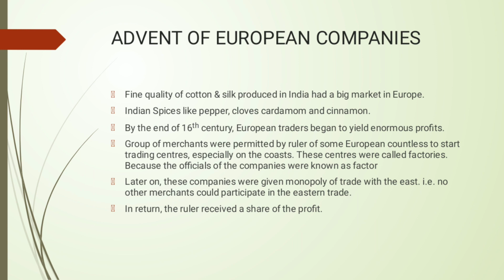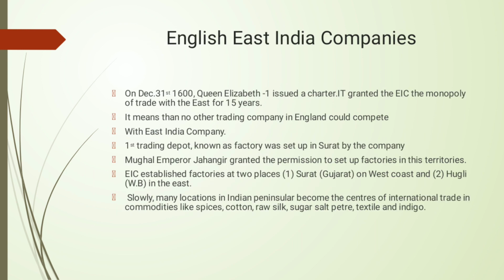Now we will study about the English East India Company. When they came here in India, what was the type of system which they adopted? On 31st December 1600, Queen Elizabeth was there at that time, and she issued a charter, and with that she granted the monopoly of trade. This East India Company wanted the monopoly of trade, and she had issued the charter and gave the right. She said that they would be able to do the trading for the next 15 years.